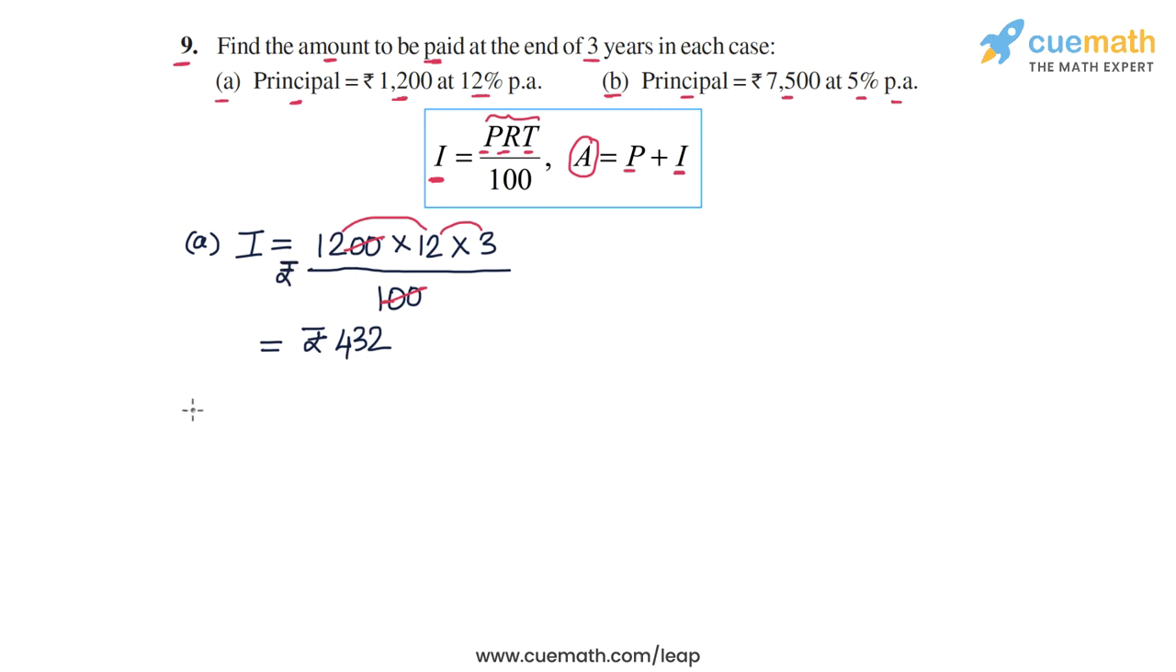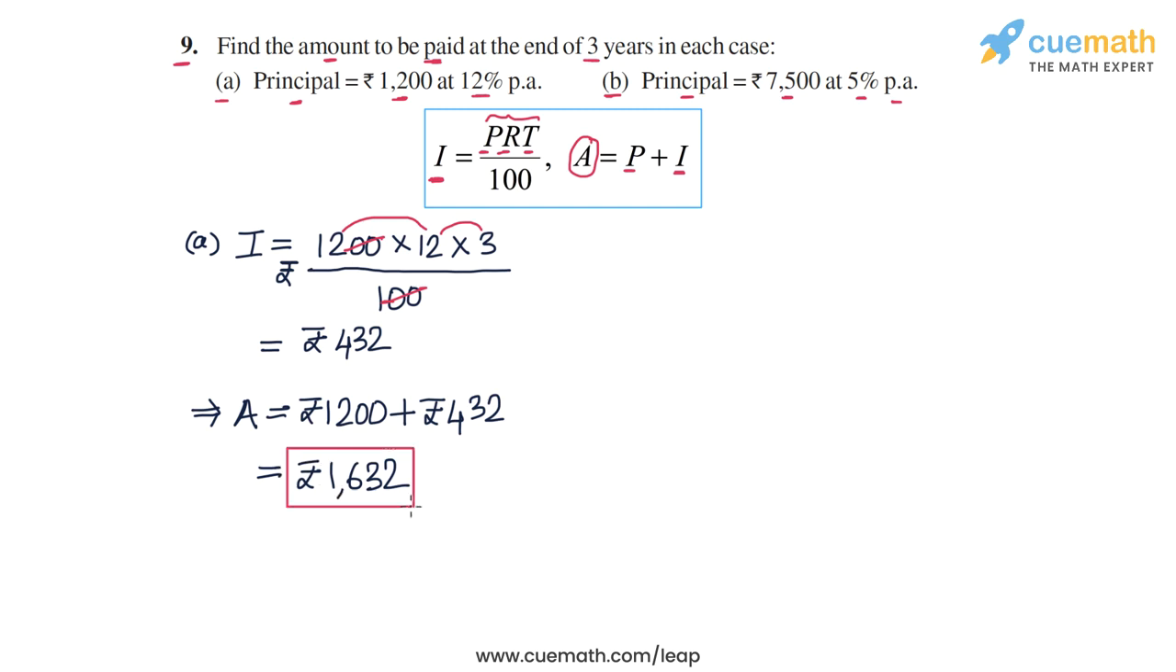Okay, and now we can calculate the amount to be paid at the end of 3 years. So the amount will be the principal plus interest. So the principal is 1200. Interest we have calculated as rupees 432. So this sum is rupees 1632. So the amount to be paid at the end of 3 years for part A is rupees 1632.